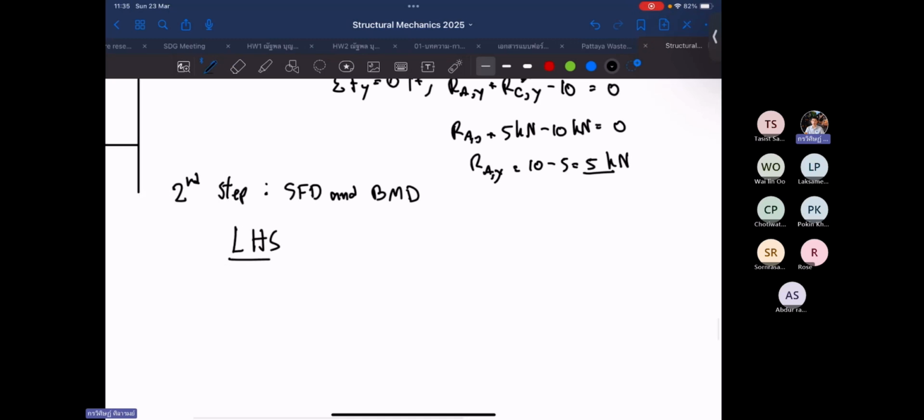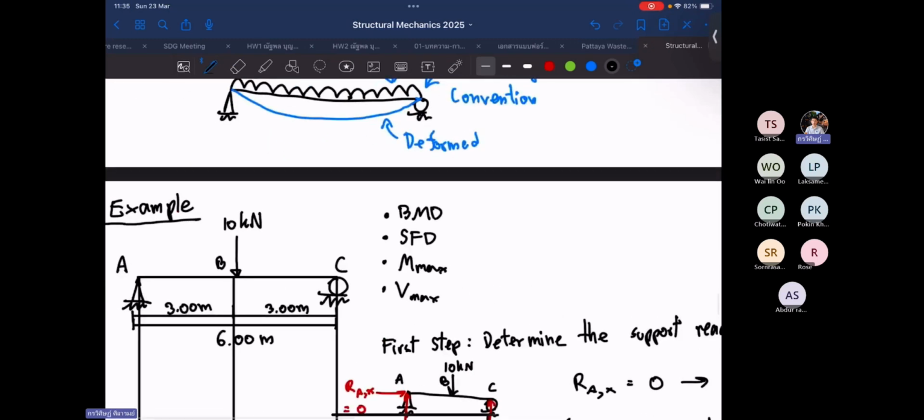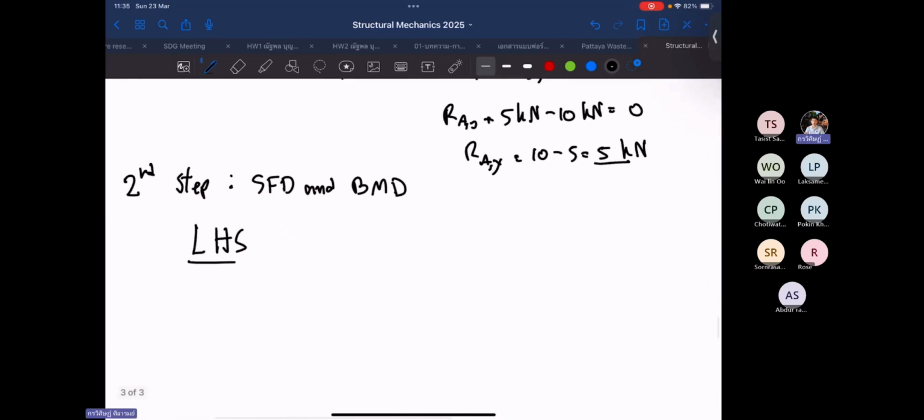For left hand side, we start from point A and then we cut at the point load. So firstly, we have to cut from point A to point B. Then we have this schematic. This one is point A, this one is point B. We have the reaction of 5 kilonewton. RAX equals 0, so I will not write it down.